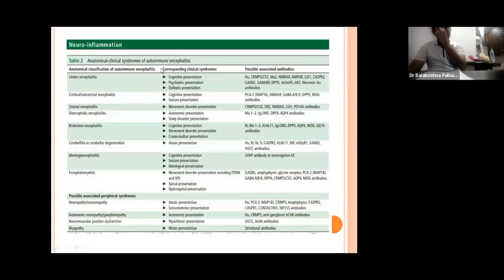So as we have discussed in this particular child, anatomical classification, as such, the child is having epilepsy and cognitive issues, right? So it could be cortical or subcortical encephalitis. Corresponding cognitive presentation is there because the child is becoming drowsy, with decreased activity and excessive sleepiness along with seizure presentation. Or it could be even limbic encephalitis, or meningoencephalitis, where your child was having cognitive seizure presentation and meningeal presentation. Sometimes, as you see here, in meningoencephalitis autoimmune, seronegative autoimmune can be a huge possibility.